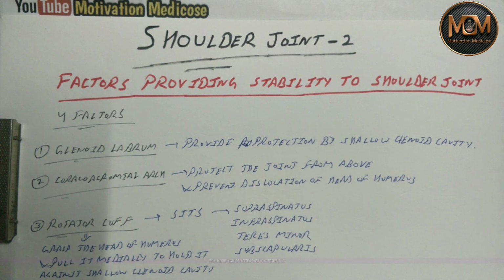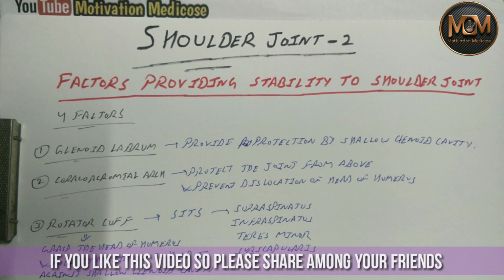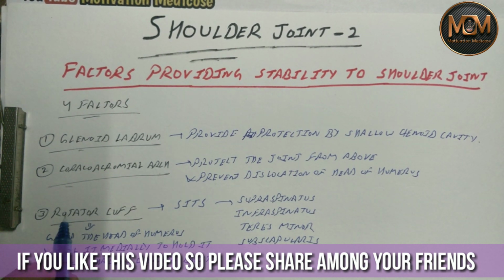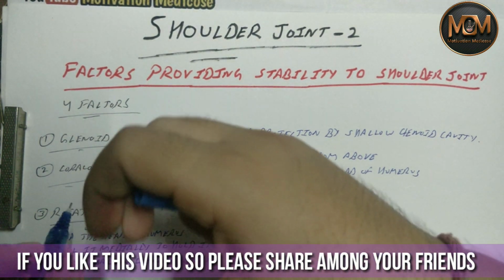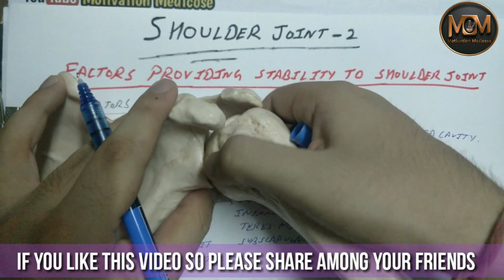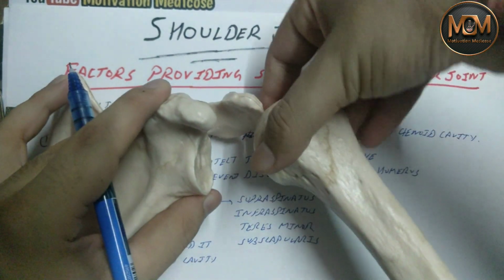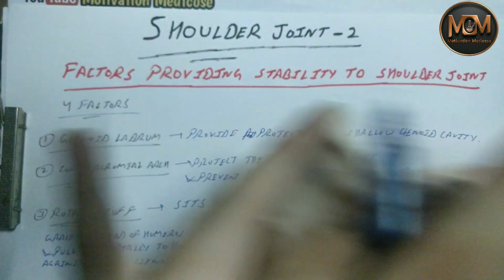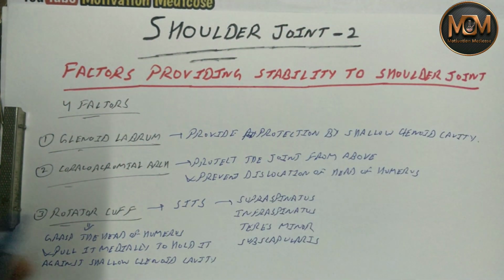So this is how this rotator cuff works. One more thing I want to tell you: why is it called rotator? Because this cuff also makes rotation of the head of humerus possible at this joint. Due to the help of these four muscles in its movement, basically rotation, that's why we call it the rotator cuff.